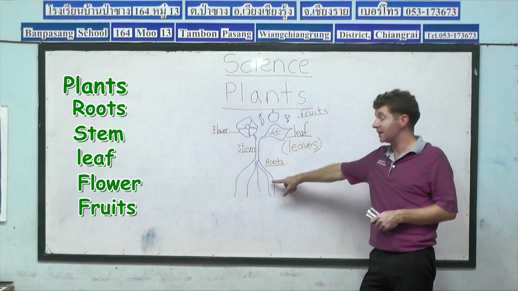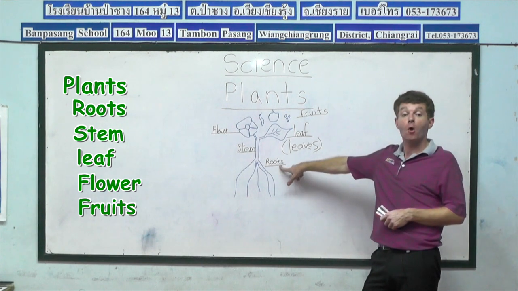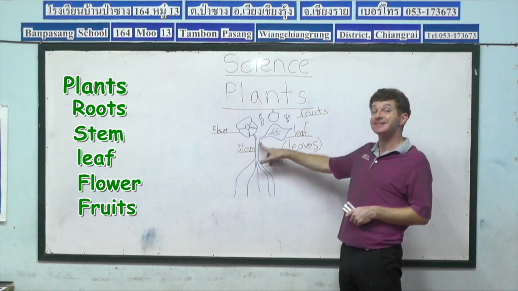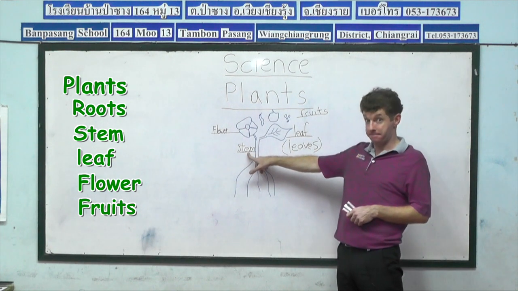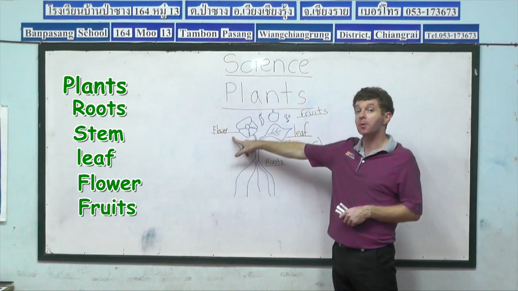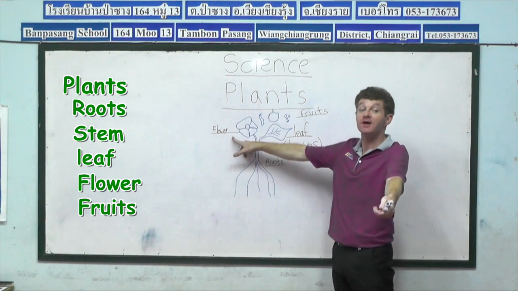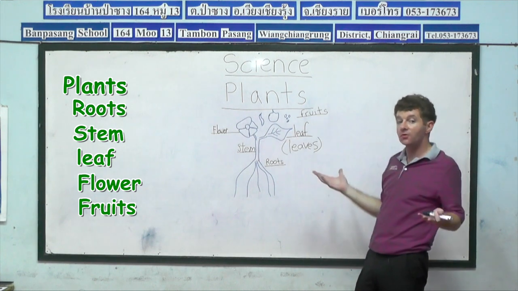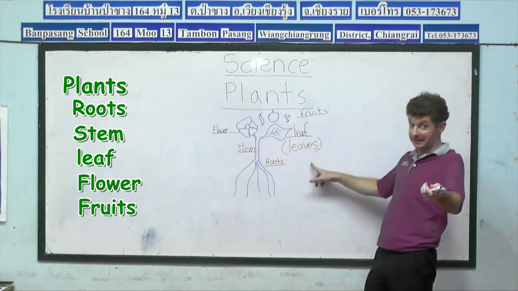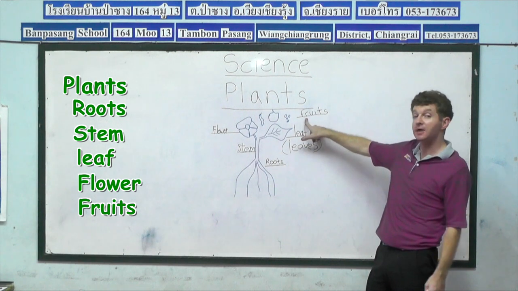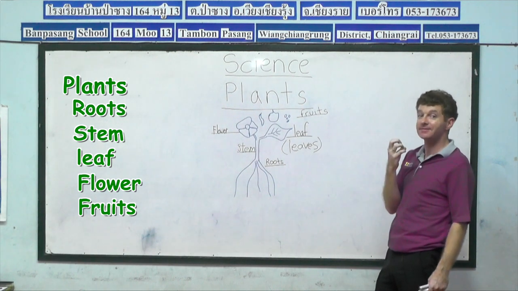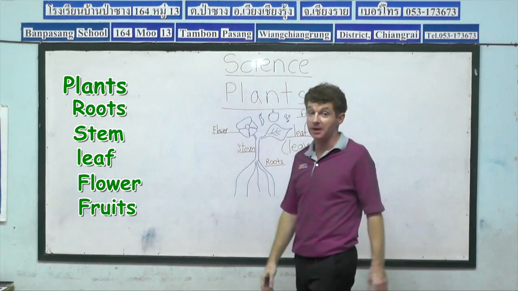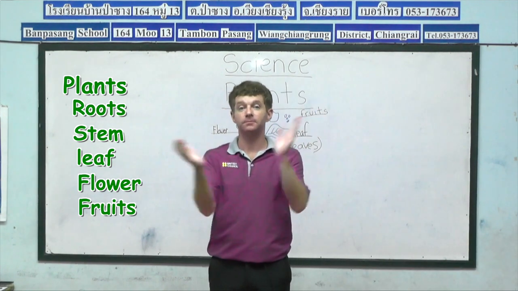The part of the plant that goes into the soil? Roots. The main part of the plant that's like a skeleton? Stem. The pretty part of the plant that has lots of colors? Flower. The green part of the plant that collects the water? Leaf or leaves. And then the other things that can grow that we can eat? Fruits. And these are all our different parts of the plant. Excellent, guys. Very well done.